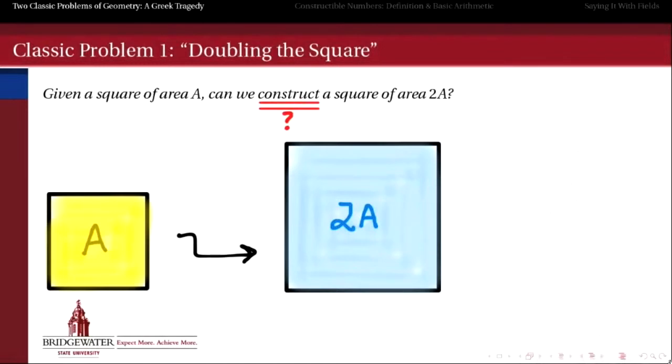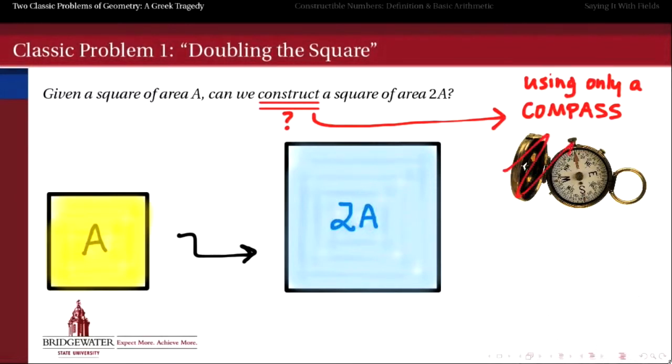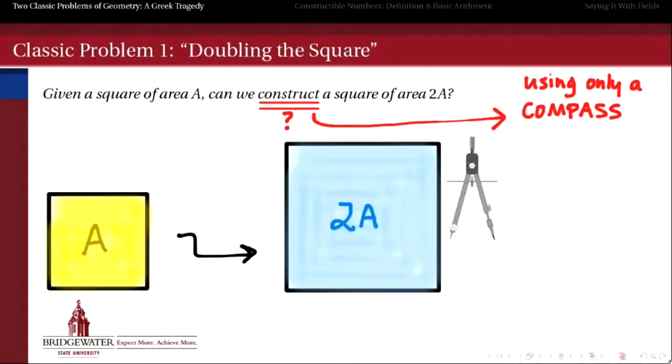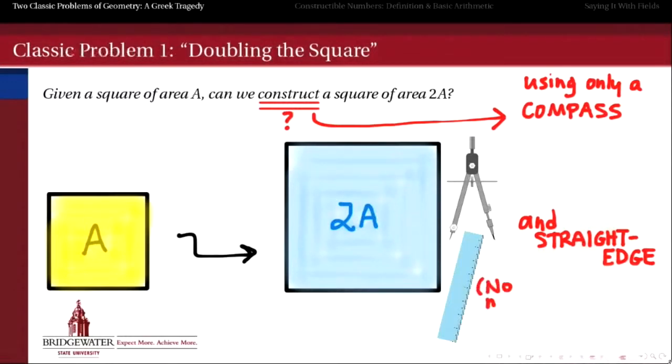Well, again, it depends on what the meaning of the word construct is. And again, construct means that we should be able to do this using only a compass. No, not that kind of compass. I'm talking about the compass we use in high school geometry, one of these things. And a straight edge. And no, not that kind of straight edge. I'm talking about the kind of straight edge that is basically a ruler with no markings on it, which is infinitely long. So we can draw a straight line, but we can't necessarily measure that straight line using it.